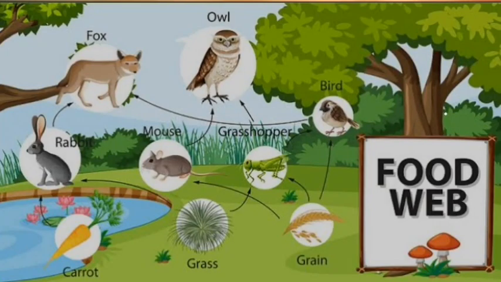Dear students, today we will discuss food web. Like food chain, food web also shows the food relationship among living organisms. You can see here this is a forest ecosystem. Different kinds of animals and plants are present here. Different kinds of animals depend on each other for their food and energy. This relationship is also called the food and energy relationship among living organisms.